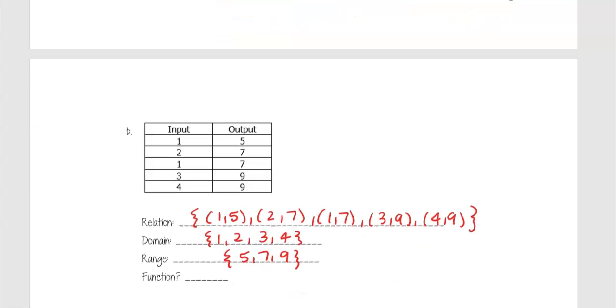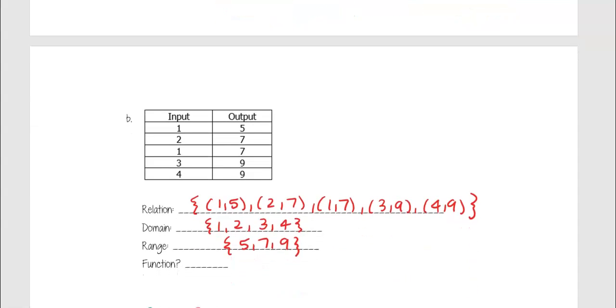We're going to look at more examples, not to worry. So here, we can list our relation: 1, 5; 2, 7; 1, 7; 3, 9; 4, 9. Our domain, 1, 2, 3, 4. Our range, 5, 7, 9. Our x's and our y's. So does every x value go to exactly one y value? And we can look at this. 1 goes to 5. 2 goes to 7. Oh, look at it right here. 1 also goes to 7. That's a problem. So we do not have a function.